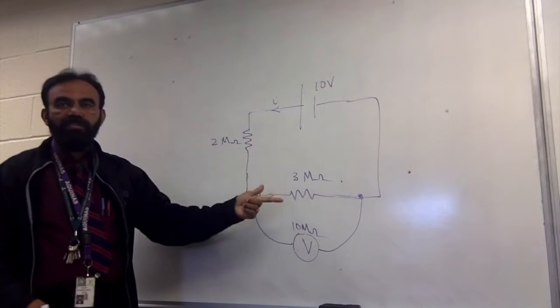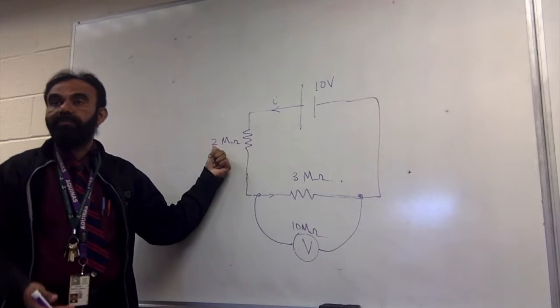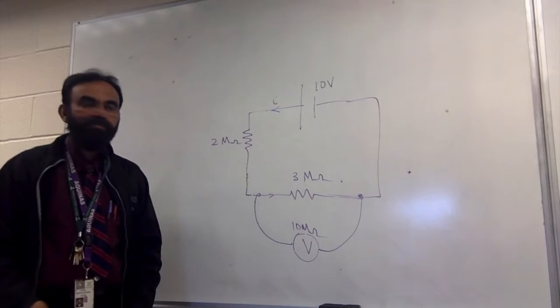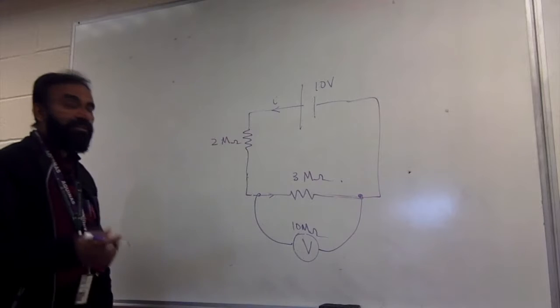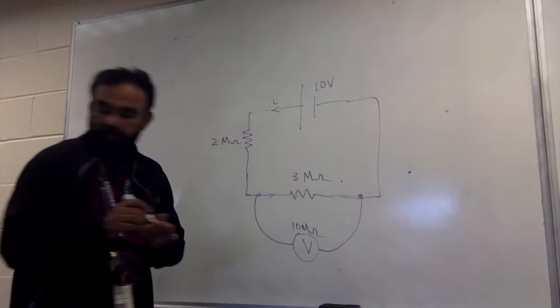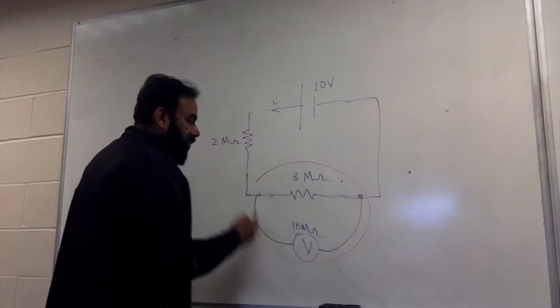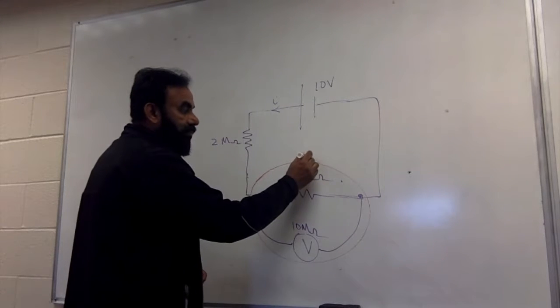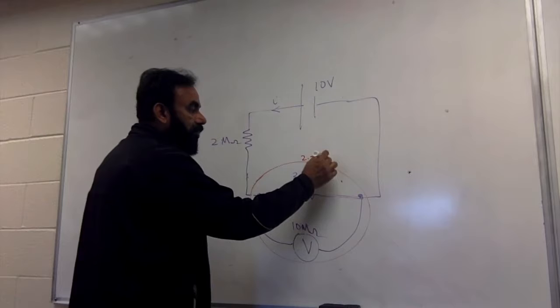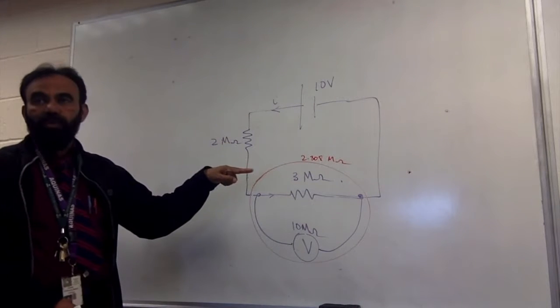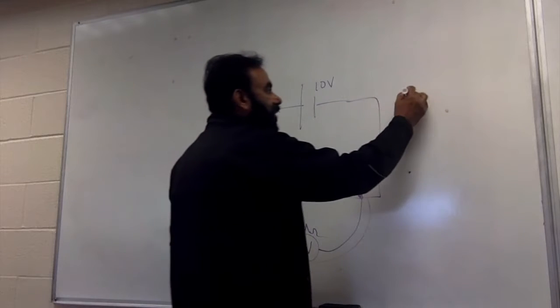Now what is the total resistance in the circuit? Plus 2 mega ohms, which is 4 point. Let me put those numbers down here because we need them. What's the equivalent resistance of this? 2.308 mega ohms. Now what's the total resistance? 4.308. So what's the new current?